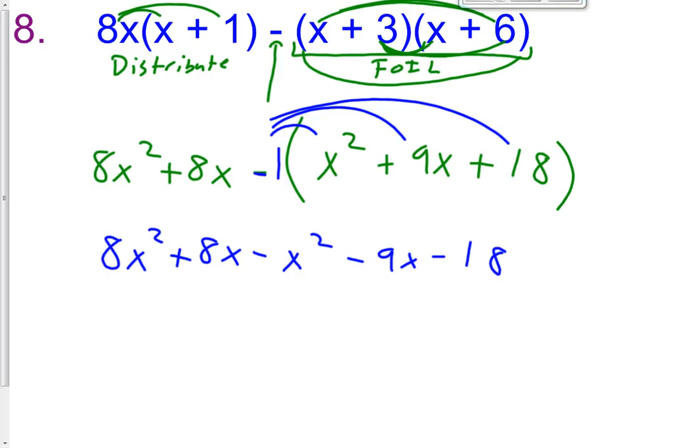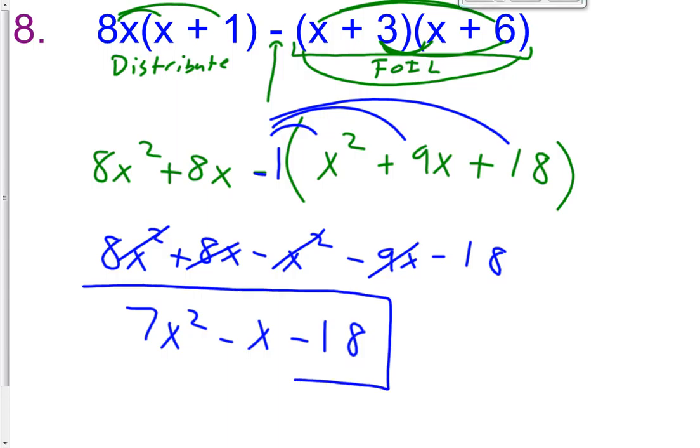So 8x squared minus 1x squared is 7x squared. 8x minus 9x is a negative x. And then we have our subtract 18 at the end. So there is the last problem, 7x squared minus x minus 18.